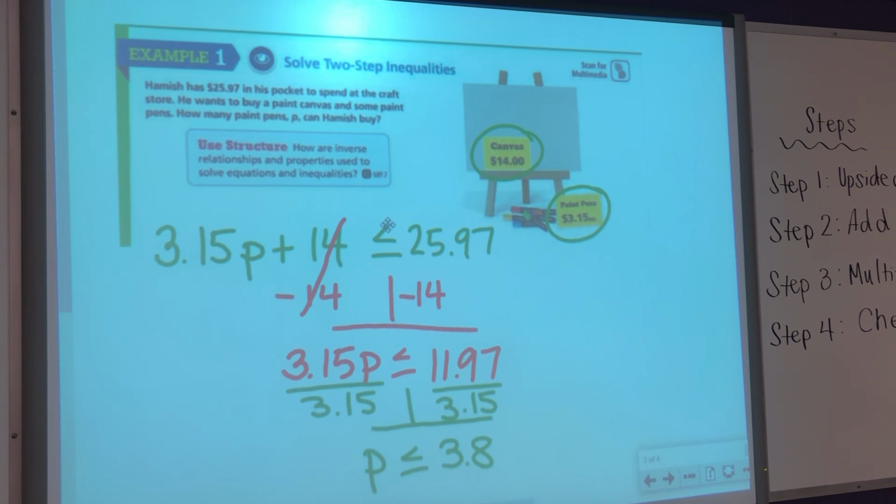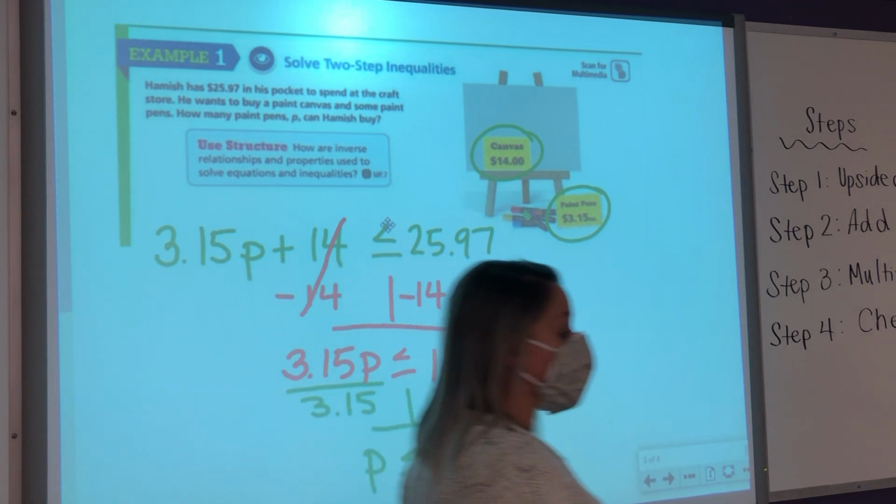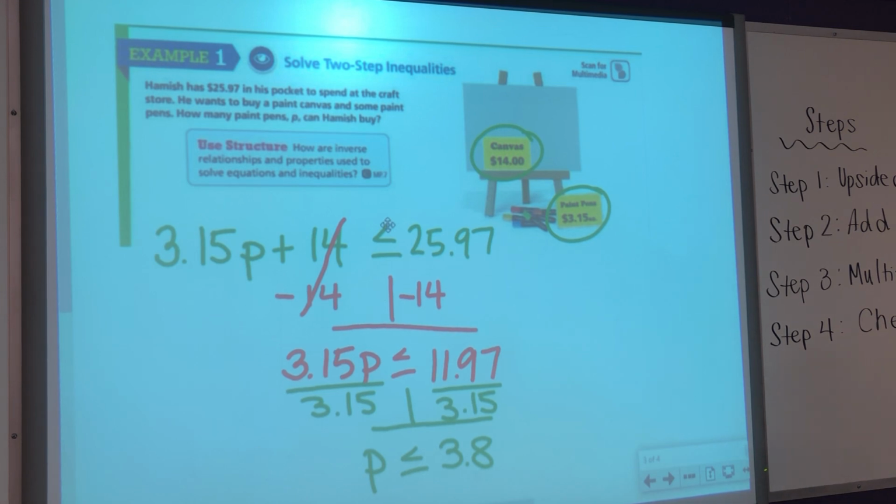P is less than or equal to 3 8/10. So that means I can buy 3 8/10 of a paint pen. So how do you divide? So that means I can buy 3 8/10 of a paint pen.